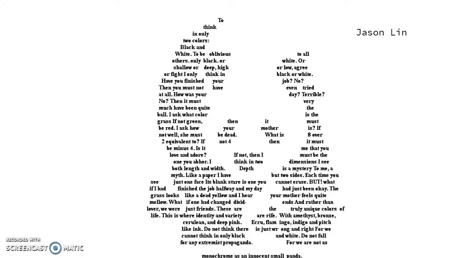Jason Lynn wrote this for his high school class. To think in only 2 colors, black and white, to be oblivious to all others, only black or white, or shallow or deep, high or low, agree or fight, I only think in black and white. Have you finished your job? No? Then you must have not even tried at all. How was your day? Terrible? No? Then it must have been quite the ball. I ask what color is the grass? If not green, then it must be red. I ask how your mother is? If not well, she must be dead.